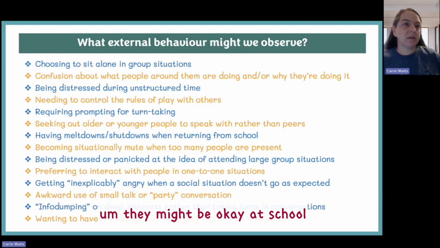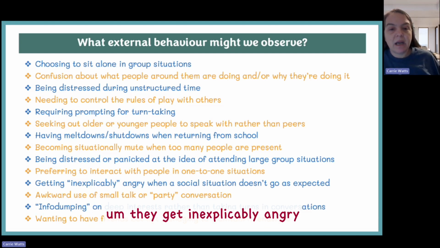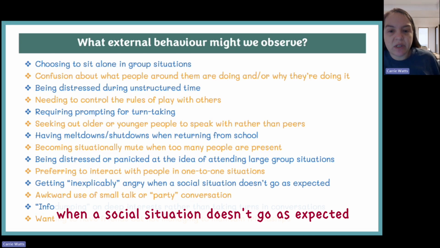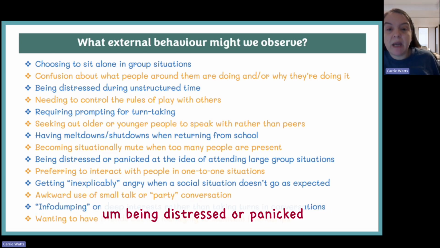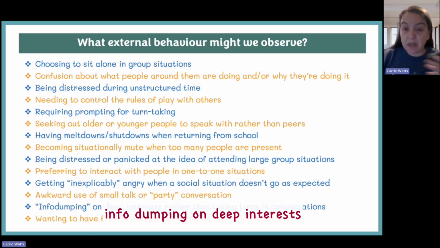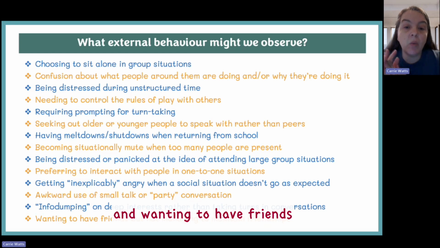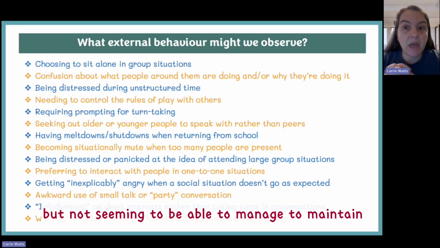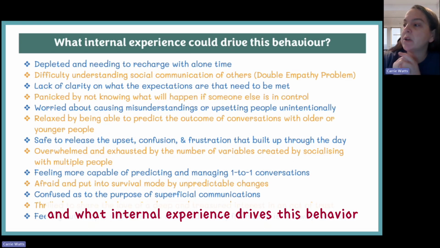They might be okay at school, and then as soon as they get home, they have a meltdown or a shutdown. They get inexplicably angry when a social situation doesn't go as expected. Being distressed or panicked at the idea of having to attend a large group event, info dumping on deep interests rather than taking turns in conversations, and wanting to have friends but not seeming to be able to manage to maintain friendships. And what internal experience drives this behavior?